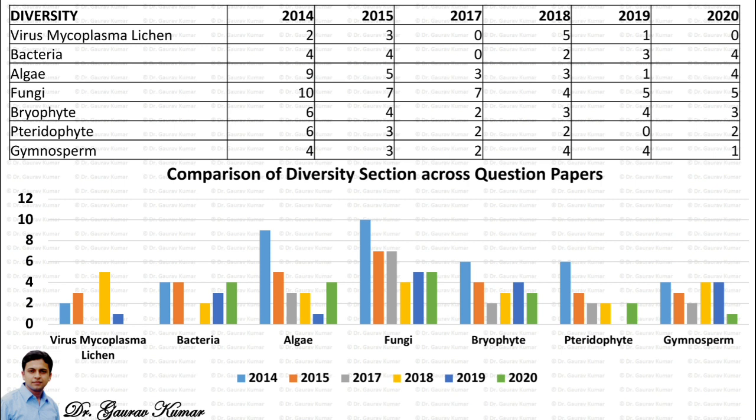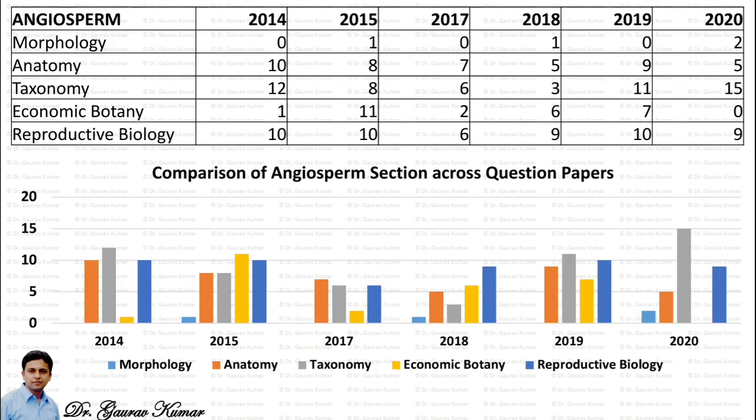So they are more concentrated towards the anatomy part. There are questions from the life cycle of Cyclospinus. They are more about the anatomy or morphology of Cyclospinus, and then they sometimes ask about the pollination types, and so on.